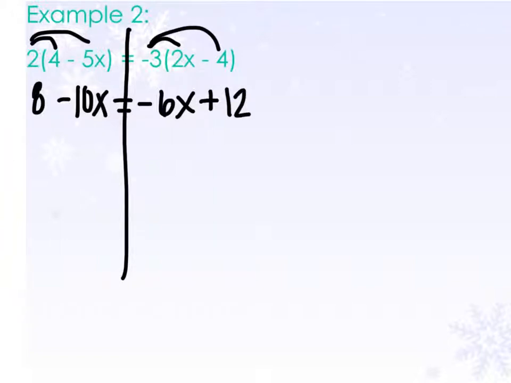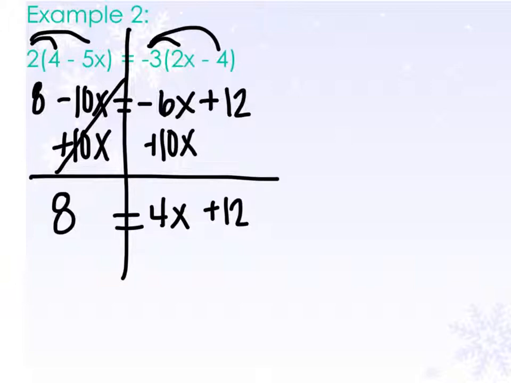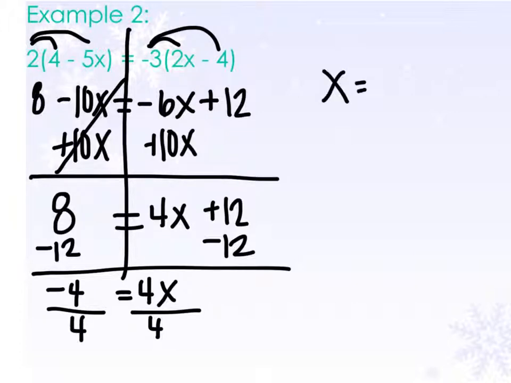Now I combine across the equal sign, since all of my terms are already simplified on the left and on the right side. I see that I can add 10x to both sides. This will cancel on the left, leaving me with just an 8, and that will be equal to positive 4x plus 12. Now, just like before, I want to subtract 12 from both sides, which leaves me with negative 4 equals 4x. I can divide both sides by 4 to get x alone, and x equals negative 1.